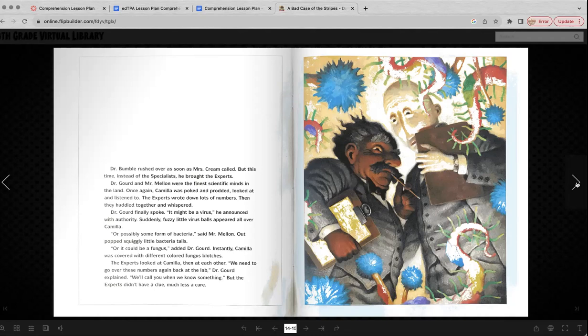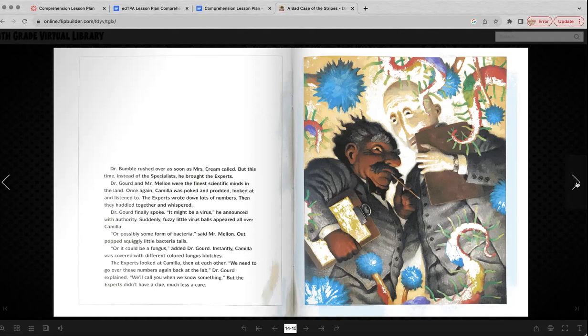So what keeps happening? What is being done? And how does Camila react? Something is said and then it happens to her, right? "Or possibly some form of bacteria," said Mr. Mellon. Out popped squiggly little bacteria tails. "Or it could be fungus," added Dr. Gord. Instantly, Camila was covered with different colored fungus splotches.